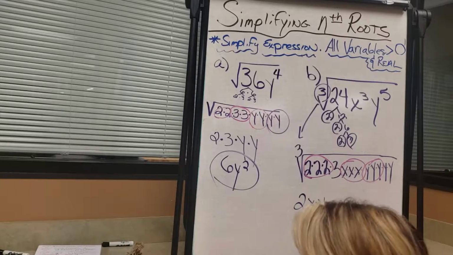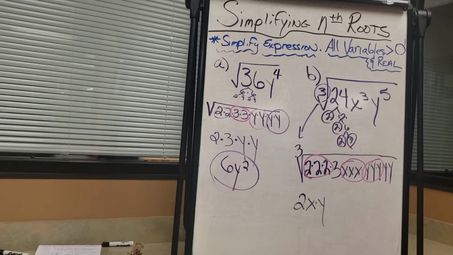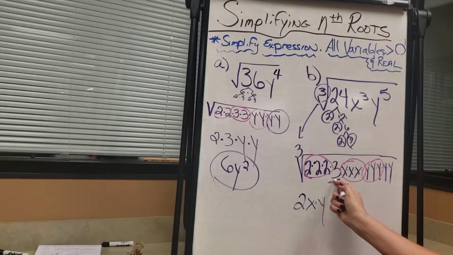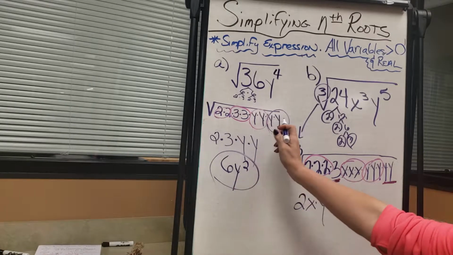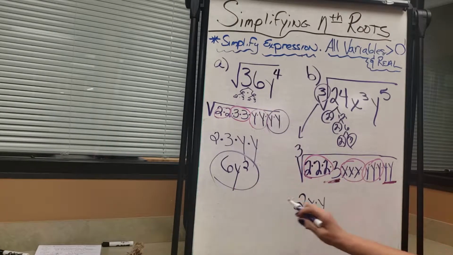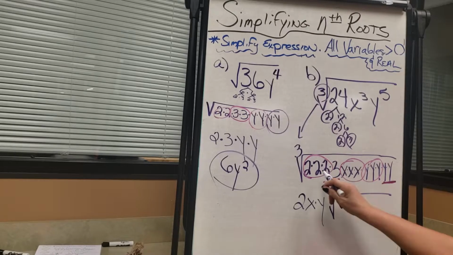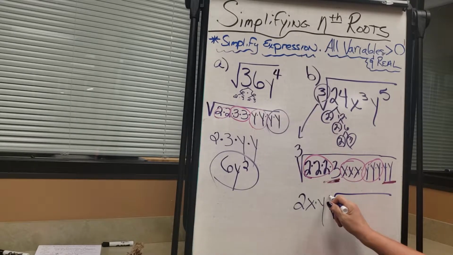So what do we do with leftovers? Well, in this case, we have a 3 and 2 of our y's. So what does that mean? Well, that means we're going to rewrite our root because we have not gotten rid of our root like we did in this case. We had no leftovers, so there was no need for a root. But in this case, we've got some that didn't escape.